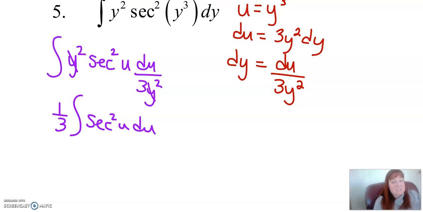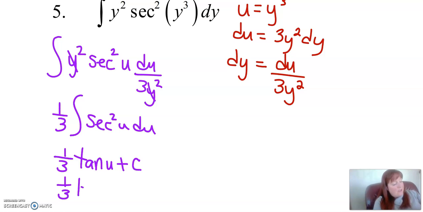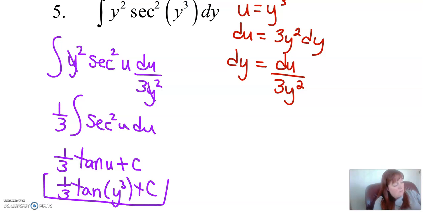And this is easy. This is something that we know, right? If I took the derivative of what trig function would I get secant squared? Well, the answer is tangent, right? So I have 1/3 tangent u plus c, and then I just replace that u with my original, which was y cubed, plus c. So there you go. That's it.